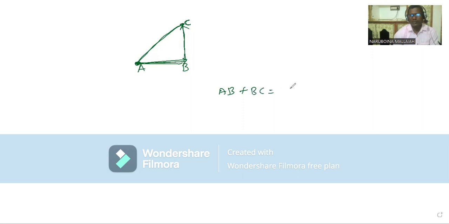This is called distance. Suppose this is 3 kilometers and this is 4 kilometers. From A to C, the total path traveled by me is the distance. Here, A to B, 3 kilometers I walked. From B to C, 4 kilometers I walked. Totally how many kilometers I walked? 3 plus 4, 7. So 7 kilometers is the distance.